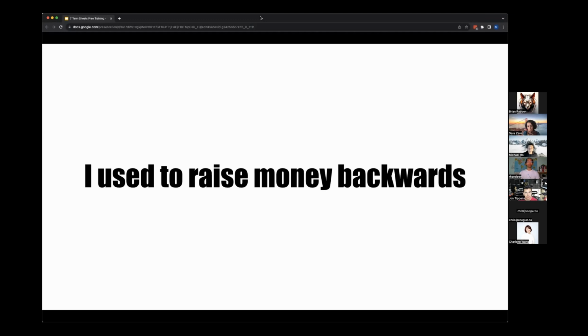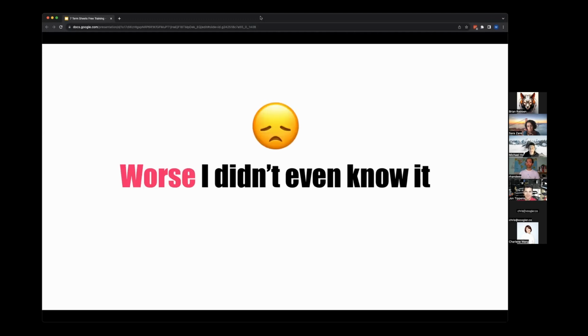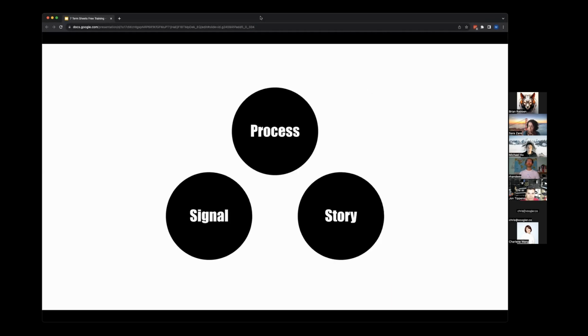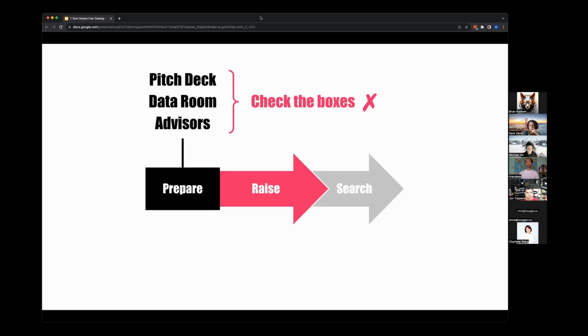Now, I used to raise money completely backwards, and worse, I didn't even realize that I was raising money backwards. So this is how I would do it. I'd prepare my round, I'd go out and raise, and then I'd go into search mode. I was treating each of these things like a series of checkbox exercises, completely independent of one another. I was trying to figure out what my process was, what my story was, trying to understand what investors were looking at, largely just revenue-based metrics.